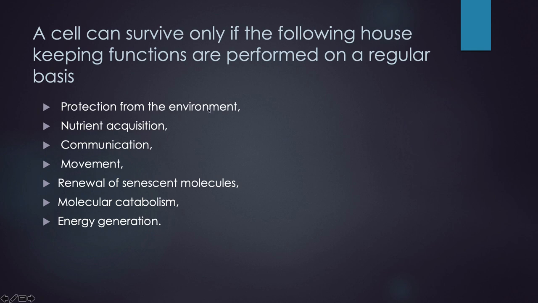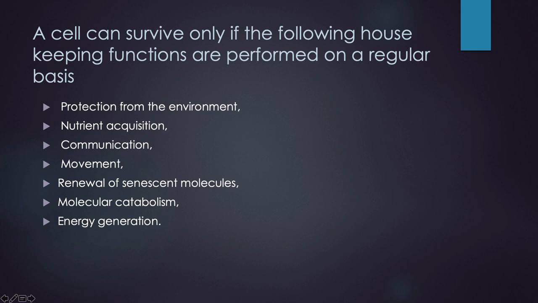That's what we're going to get into first with the functions of the plasma membrane. Nutrient acquisition. So if we're not bringing nutrients into the cell, both micro and macro, it's done for. Communication. I showed you lots of pictures on communication. Movements. Well, cells divide, they proliferate, they grow. Some cells are mobile and they move along certain structures within the cellular environment. Renewal of senescent molecules. So renewal of old proteins. We have to have protein turnover. If we don't have protein turnover, cells are not going to be happy. Molecular catabolism and energy generation. So these are all the things that make a cell happy.